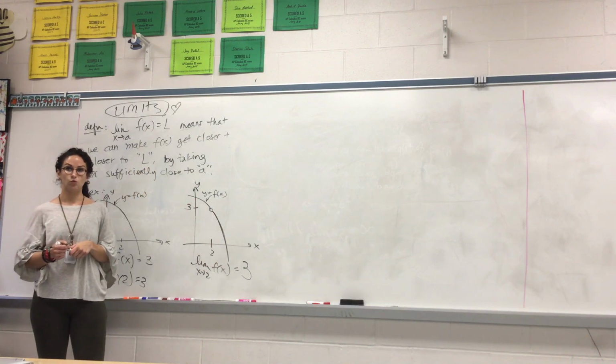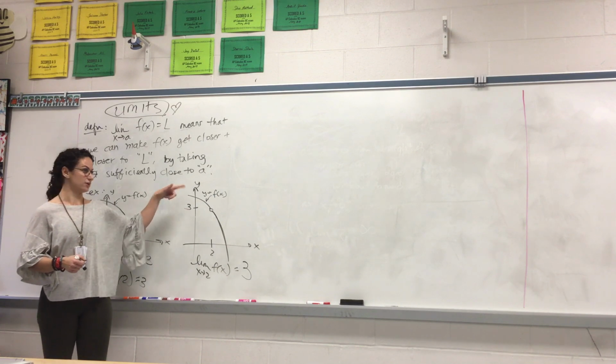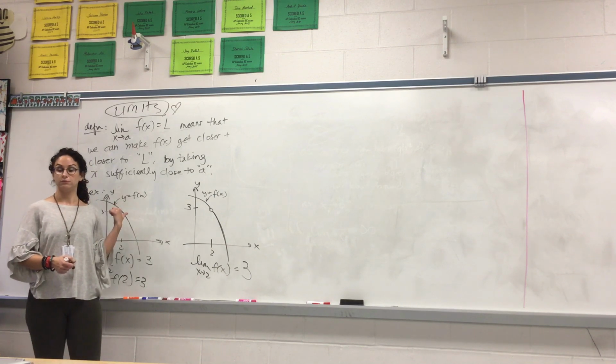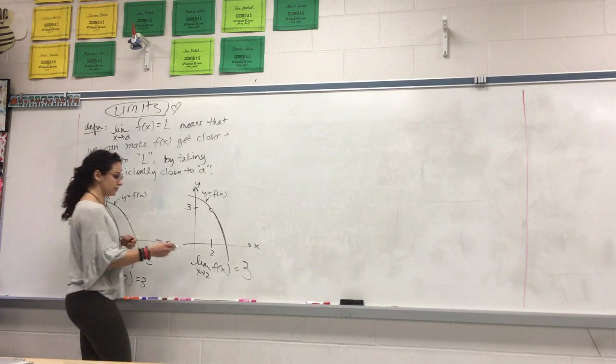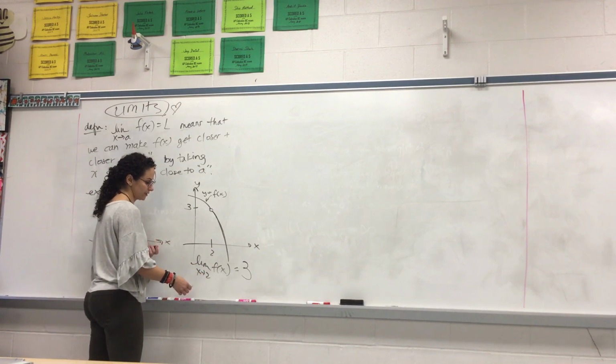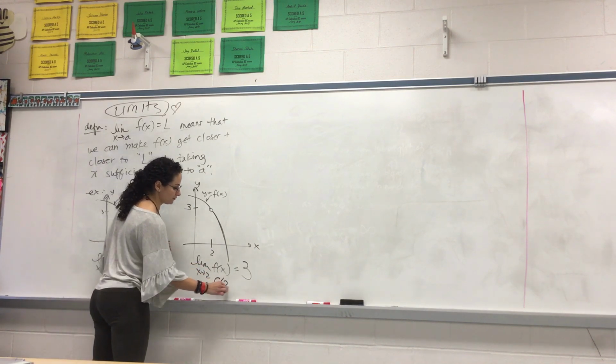What's different about the value of the function at 2 on this one from this one? That has an open circle. Undefined. So what do we say? f of 2 is what? Undefined. f of 2 is undefined.